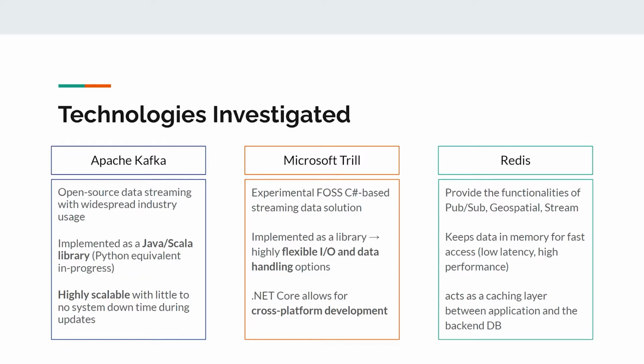Redis is a cache layer. It provides functionalities of publisher subscriber models, some geospatial queries, and some basic stream operations. It keeps its data in memory so that we can access it quickly from multiple queries. This means that it has low latency and high performance for those repeated queries. It typically acts as a caching layer between a particular application and the backend database, though it does have some streaming capabilities.